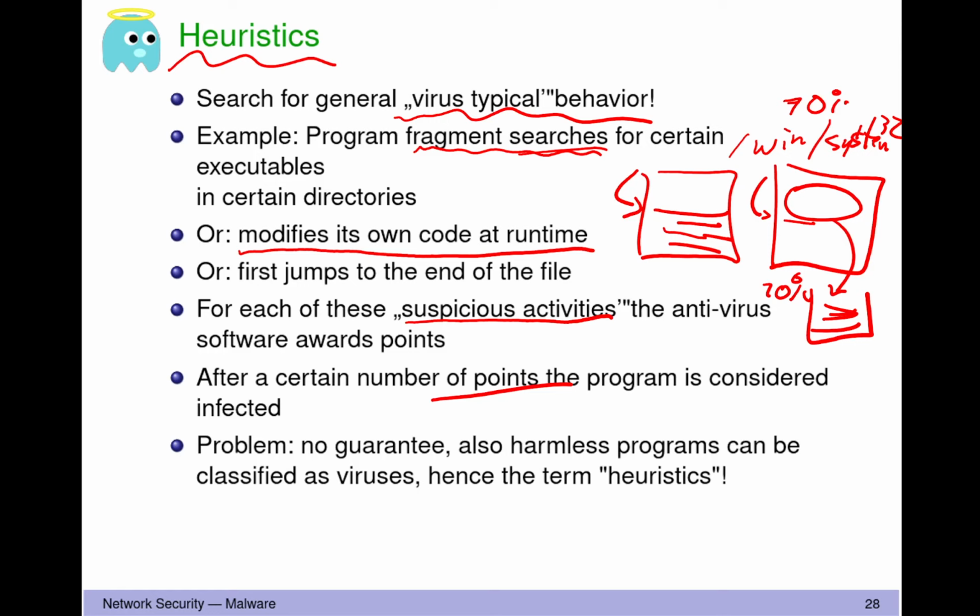I mean, this is a heuristic. So if every malicious activity or strange behavior adds points, and this is transparent and basically also communicates to virus creators, they could try to minimize their points, but also you don't have guarantees. Also harmless programs can accumulate those points. So it's just heuristics.